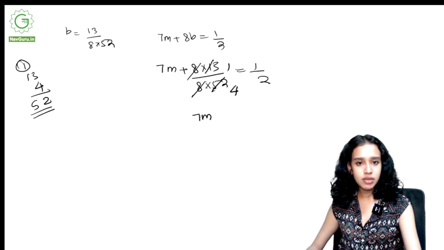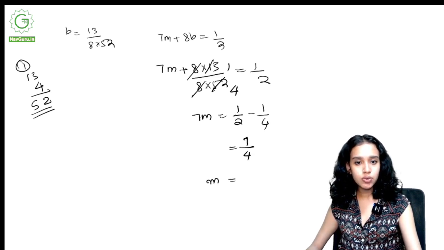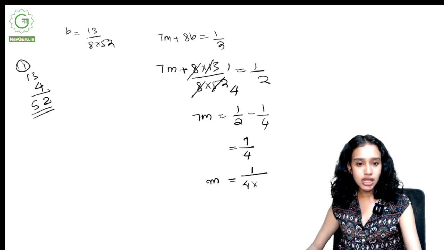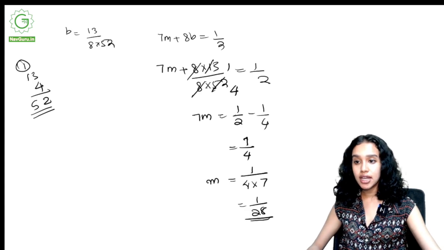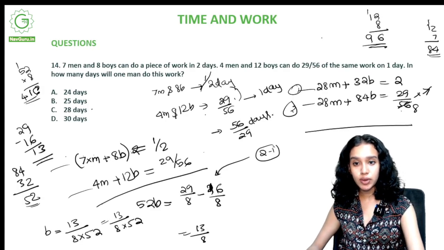Now 7m is equal to 1 by 2 minus 1 by 4. 4 minus 2 is 2 by 8. 2 by 8 is 1 by 4. Now m is equal to 1 by 4 into 7, that is 1 by 28, or the amount of days taken is equal to 28 days.